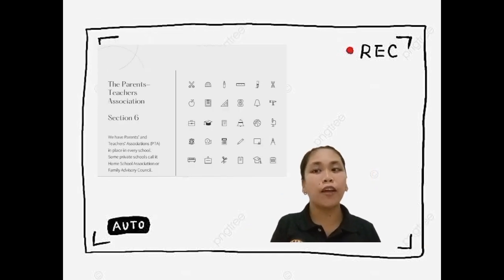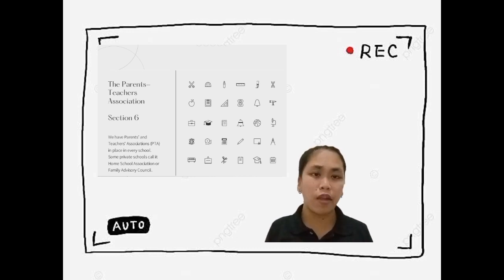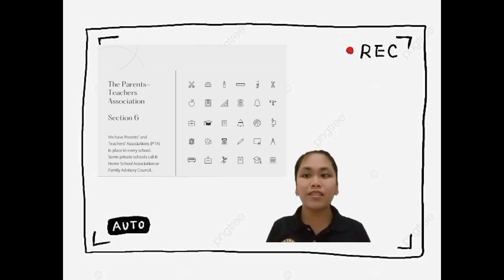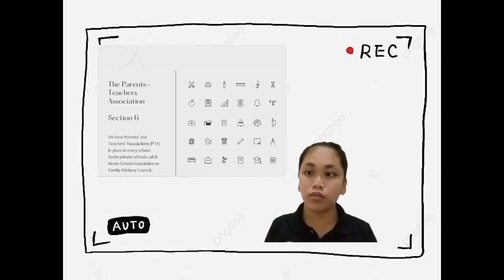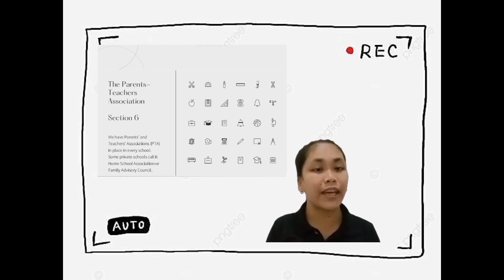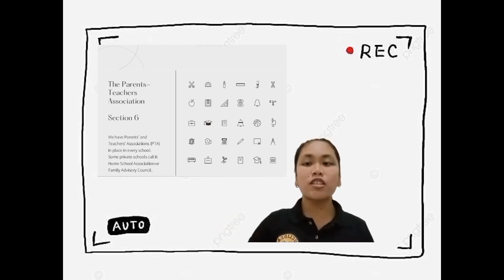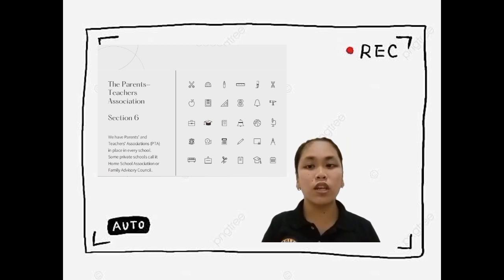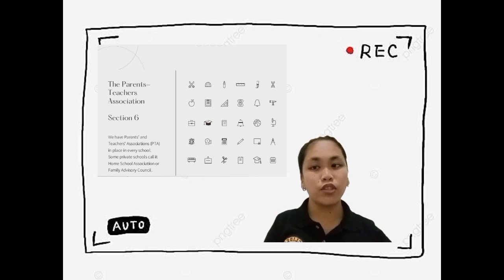Section 6, the Parents Teachers Association. In Section 6, we have the Parents and Teachers Association, what we call PTA, in place in every school. Some private schools call it Homeschool Association or Family Advisory Council. So PTA is an association of the teachers and parents with children who are enrolled in school. It is a forum of discussion on school problems and how they can be solved.